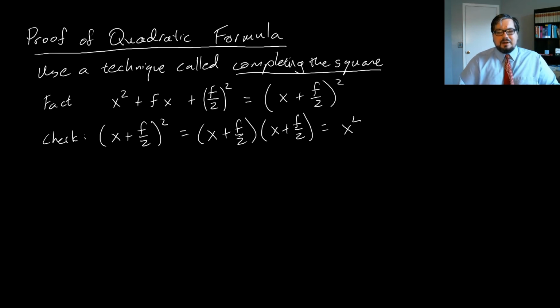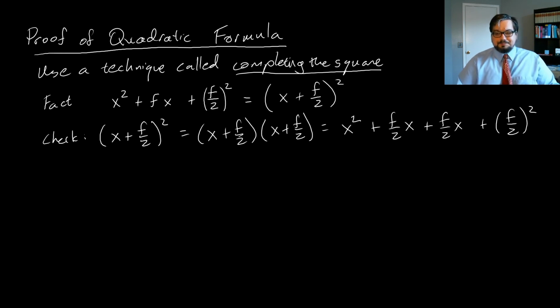will give us, when we multiply everything out, x squared plus x times f over 2 would be f over 2 times x. F over 2 times x is f over 2 times x. And then f over 2 times f over 2 is f over 2 squared, which simplifies down to just being x squared plus, and then f over 2 plus f over 2 would be 2f over 2, which is just f. So we get x squared plus fx plus f over 2 squared.